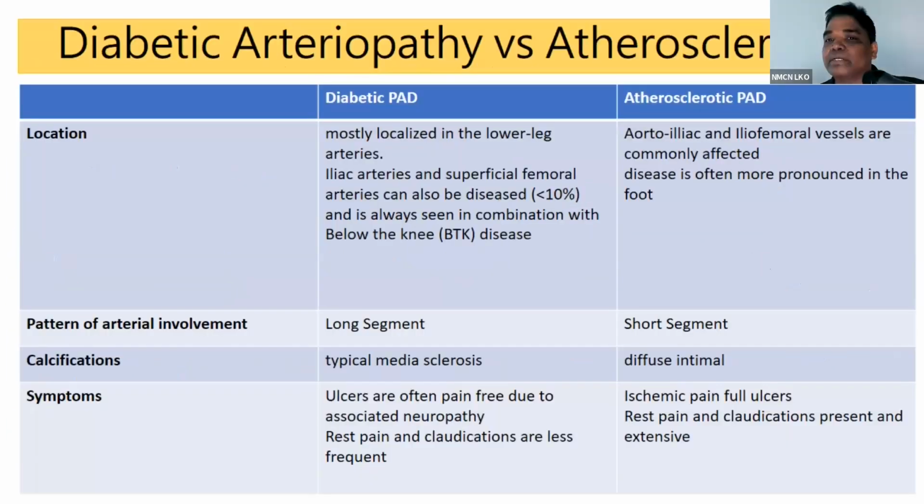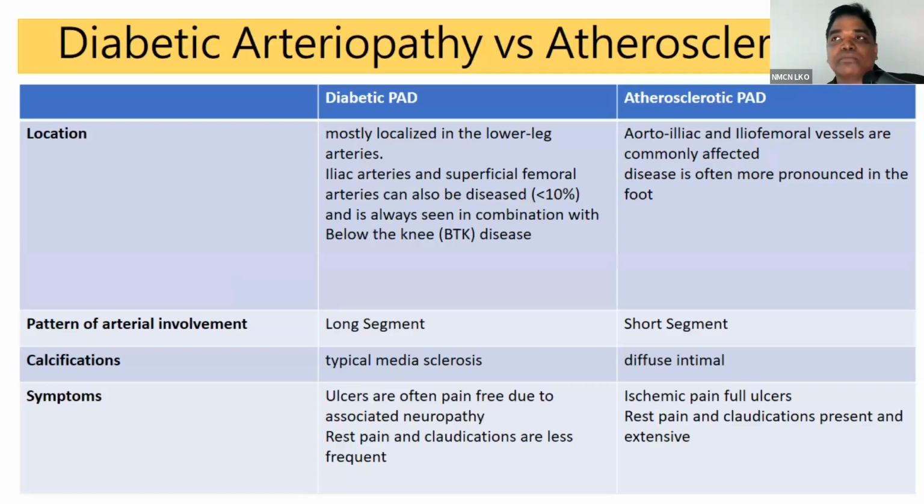Before we go into treatment, we have to differentiate diabetic peripheral arterial disease from atherosclerotic peripheral arterial disease. Diabetic peripheral arterial disease generally is localized to the lower leg, that is mainly below the knee. The iliac arteries and the superficial femoral artery can sometimes be involved, but they are involved in less than 10% of cases, and usually the involvement is associated with below the knee involvement of the arteries. Atherosclerotic disease, on the other hand, generally involves the aortoiliac and the iliofemoral vessels, although the disease is more pronounced in the foot because of very low flow seen in the foot.